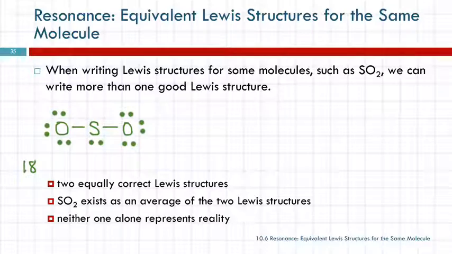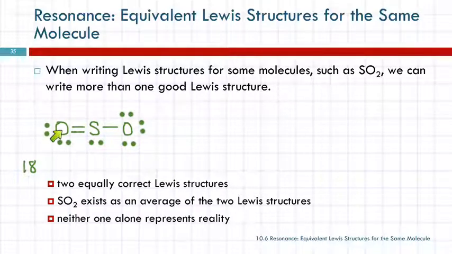We don't have enough. The oxygens have octets, but the sulfur doesn't. So one of the oxygens needs to share with the sulfur. How do they decide who's going to share? It doesn't matter. Just pick one. It's like, okay, I'm going to pick on you. You're going to share. So I'm going to take a lone pair from that guy and make it shared with the sulfur.